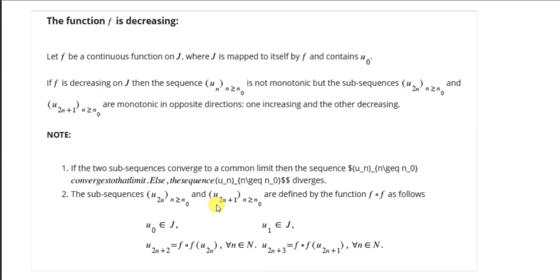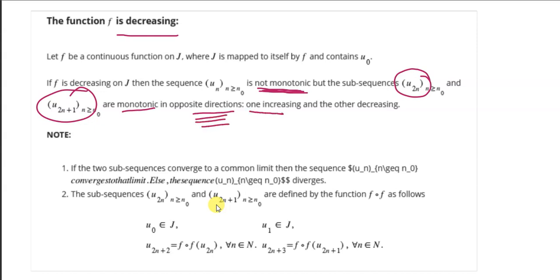Now we move to the function f which is decreasing, and this is different from the increasing one. Here, if the function is decreasing, in fact, the sequence is not monotonic. We cannot decide about the monotonicity of the sequence. The sequence is not monotonic, but the subsequences u2n and u2n+1 are monotonic in opposite directions.